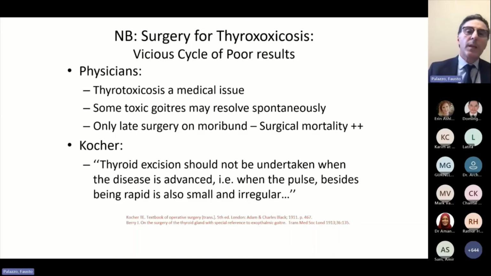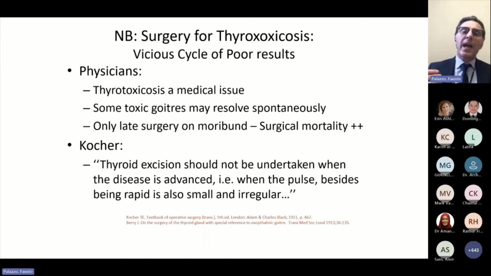At this stage, I have to say a few things about the surgery for thyrotoxicosis, especially after the talk by Mark Vanderpump. Now, this is an example of where multidisciplinary practice is really helpful. And of course, 100 years ago, it didn't exist. Now, physicians felt that thyrotoxicosis was basically a medical disease. And they felt that some toxic goiters seem to just spontaneously get better. So there's no point in operating on them.